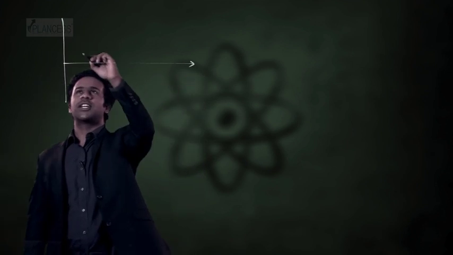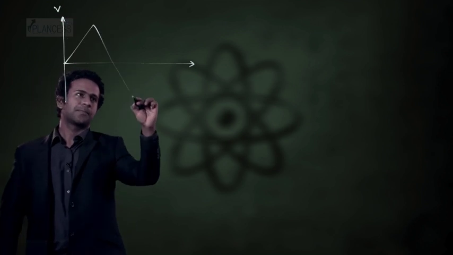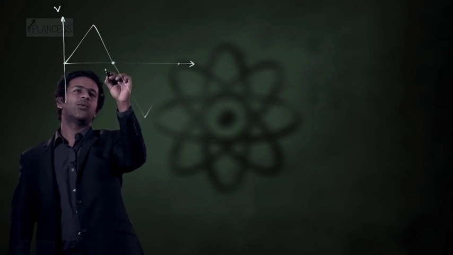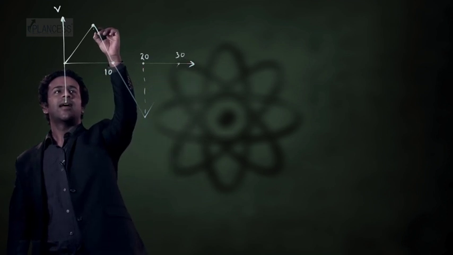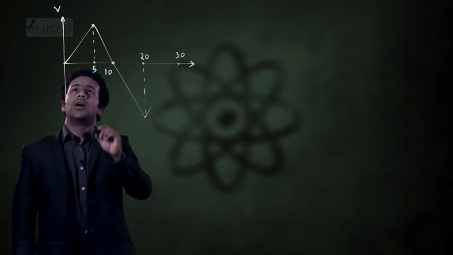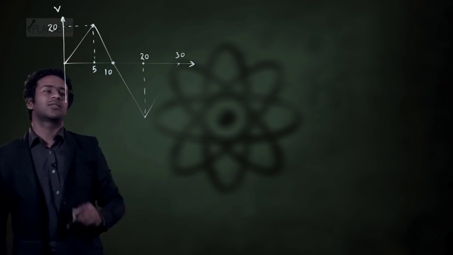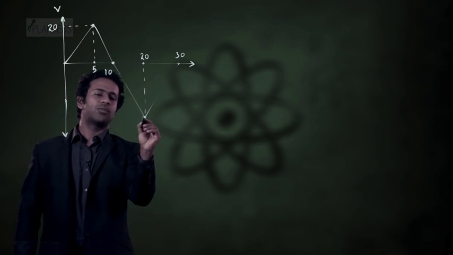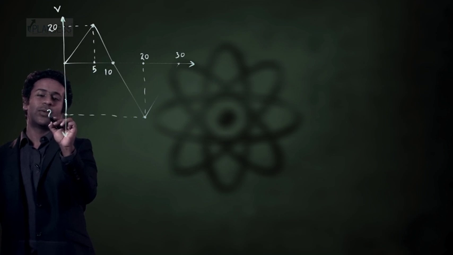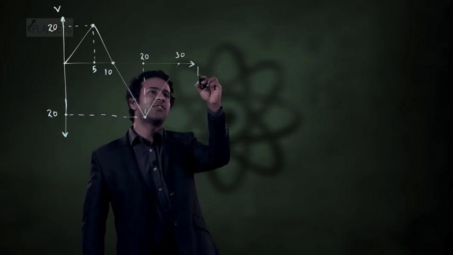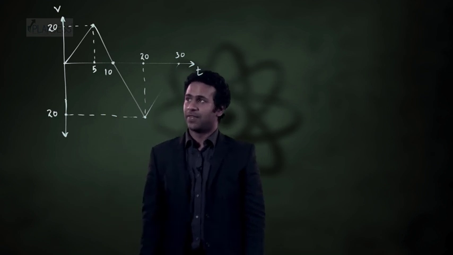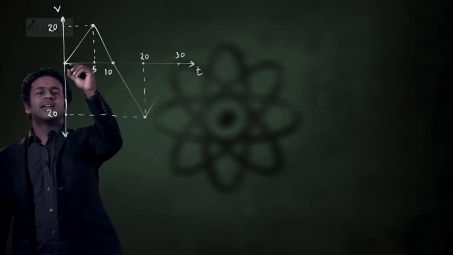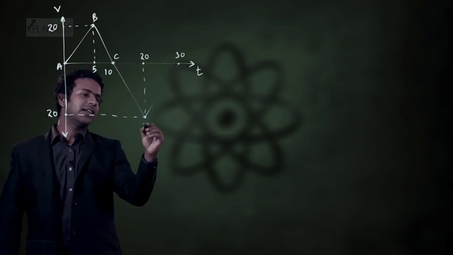So let's now look at an example. We are given a velocity time graph, which looks like this. So this point is t equal to 10. This point corresponds to t equal to 20. This is t equal to 30. And this corresponds to t equal to 5. Also, this topmost point corresponds to a speed of 20 meter per second, and this bottommost point also corresponds to a speed of 20 meter per second. But I'm sure you understand that since this is a velocity time graph, these two speeds are in the opposite direction because one velocity is the negative of the other. Right. So let's label these points. Let this be A, B, C, D, and E.